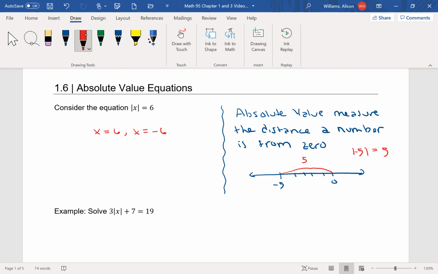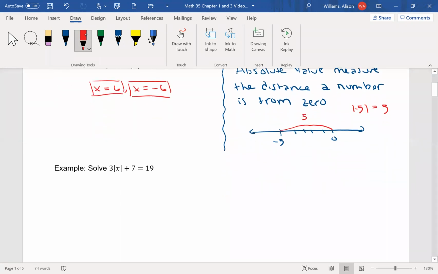So once we isolate the absolute value, we can jump right to the answer because we know that those are the only numbers that are going to work. Now that I've said that, let's look at this next example. I gave us a bit of a clue. We're going to start by isolating the absolute value, and then we'll jump to the positive and negative.